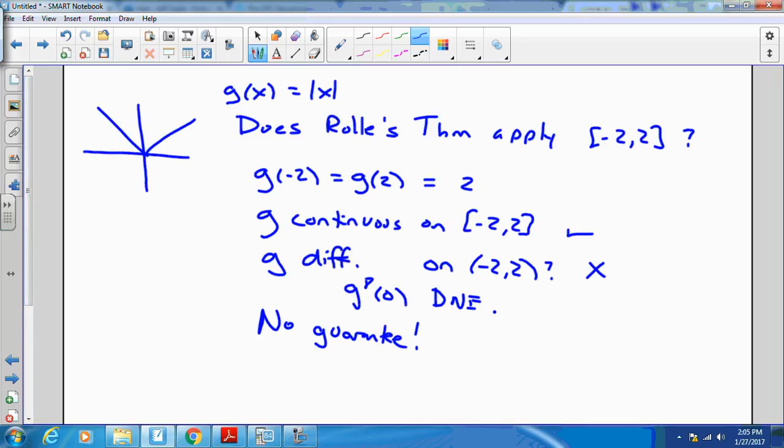All right. Well, what if I changed it a little bit? What if I adjusted my interval so that it did not include 0? Maybe I could ask, does Rolle's theorem apply on the interval 0 to 2? But now, in adjusting my interval, I have to go back and check the very first condition again. Does g of 0 equal g of 2? No. I'm done. If I fail at one condition, Rolle's theorem does not apply.